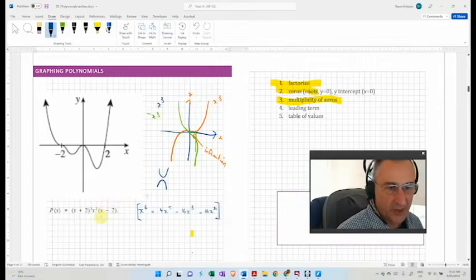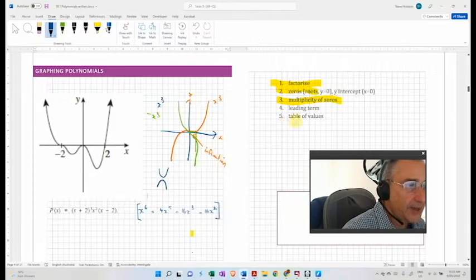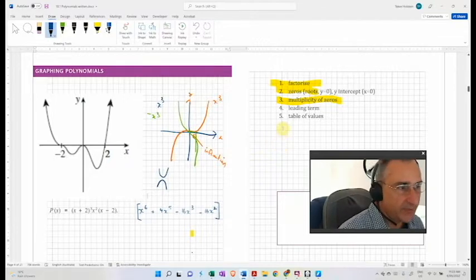The final zero is a 2. It's a multiplicity of 1. So it's a little bit like a straight line. It cuts straight through the axis, straight through that zero. Okay, and we won't do the table of values here because we'll do that in the next example. You're used to using a table of values.